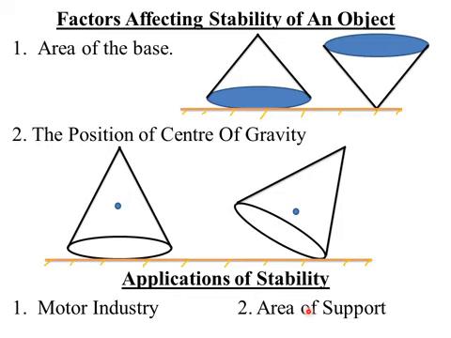Then the last application is in chairs, stools, tripod stands, and tables, which are provided with 3 or more legs. The legs are made in such a way that they slightly incline outward to improve stability. So when they incline outward, they are broadening the base area and also reducing the position of center of gravity, thereby increasing their stability.